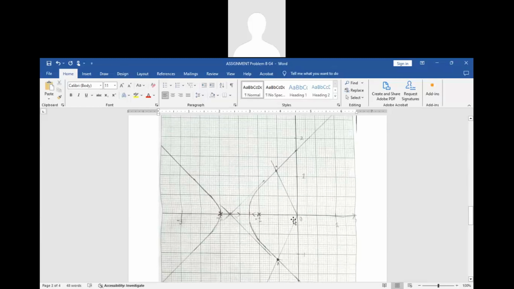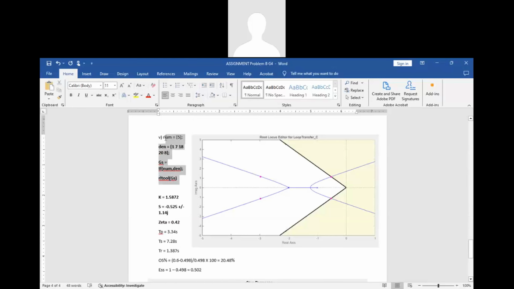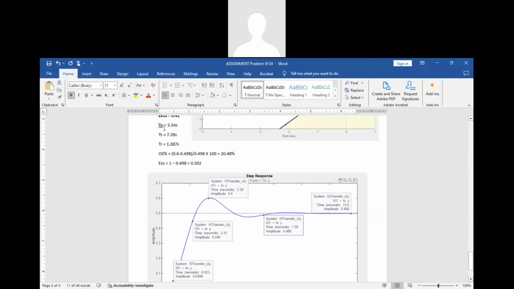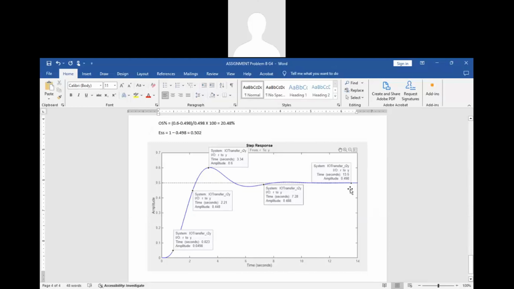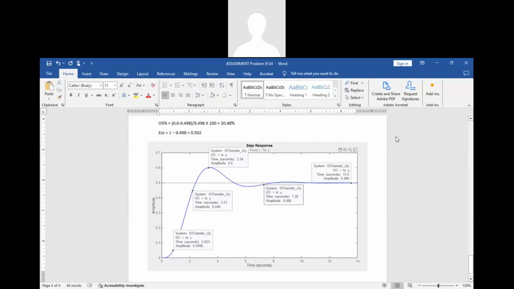Here's the root locus plotted, and based on simulation, which is after pasting this code here, this is the result that we get. And from here, we can find the value of k and the roots here based on the value of the damping ratio. Then from here, we can find the peak time, settling time, rise time, percentage overshoot, and of course, the steady state error. As you can see, it has the same steady state error as the calculation, and it also has a similar percentage overshoot value, but at the same time, the system is stable.